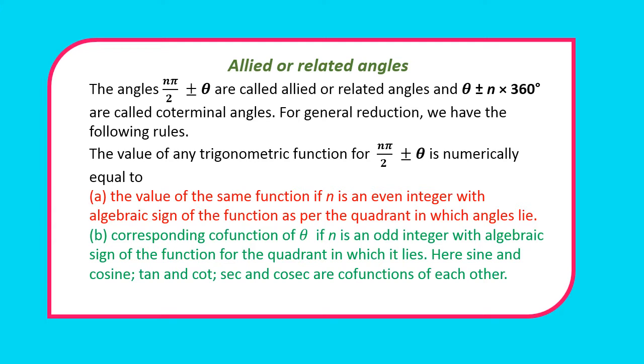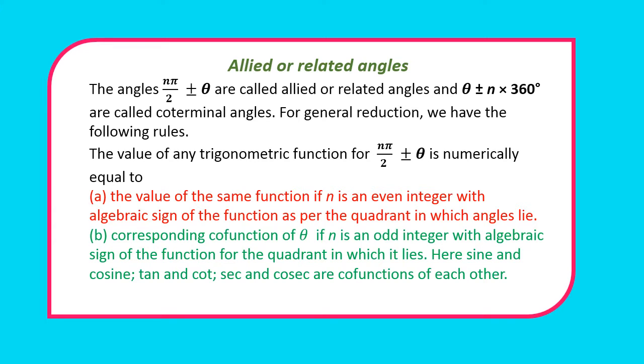Now if it is an even multiple of pi by 2, or any multiple of pi, suppose 1 pi, 2 pi, 3 pi, 4 pi, whatever it is, the ratios do not change. That is, sine will remain sine, cos will remain cos, cot will remain cot. So the trigonometric ratio does not change in the case of a multiple of pi.